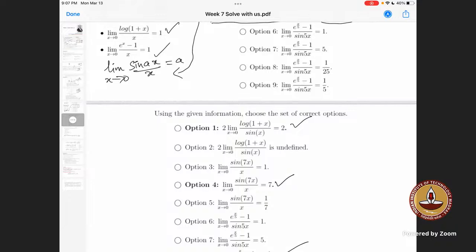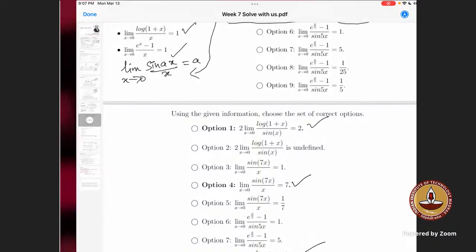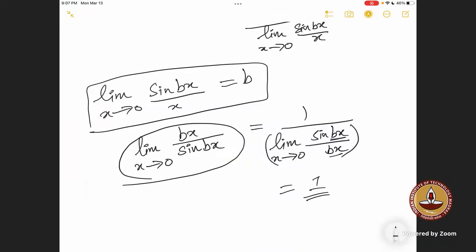And is this similar? I just showed you that one. Similarly, it will be e to the power x minus 1 upon x. If x tends to 0, then it will be 1 as well. And the log also, you can rewrite like this and you can show. Okay, no problem.